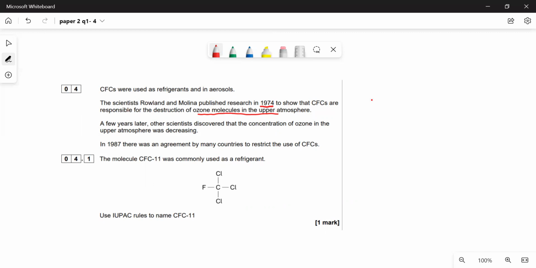So we have got 3 chlorines, so it's trichloro, fluoro. It's got 1 fluorine, methane. We put the chlorines first because of alphabetical order: chloro, C before F. So trichlorofluoromethane is the answer there.